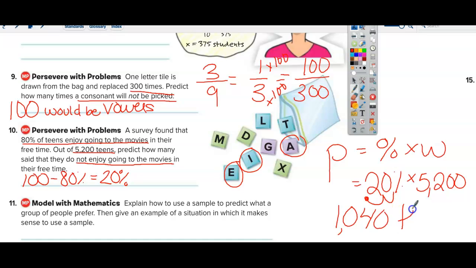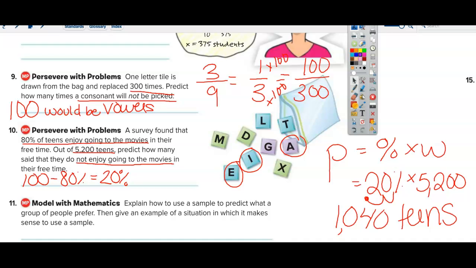Teens. That's a lot. Small compared to the total, right? Yeah. There's also a small number. Survey that many people? That's why you pick a sample to make it easier, right?